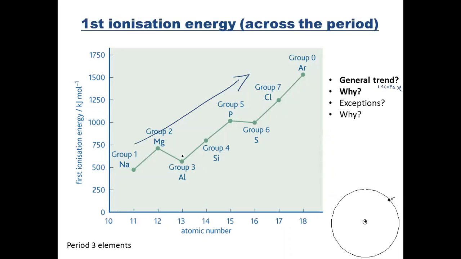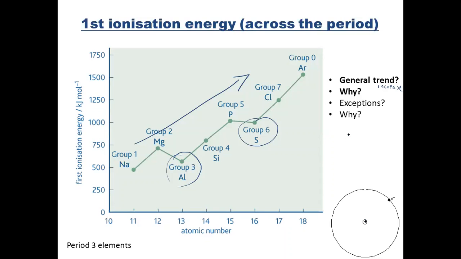And then you can see there are some exceptions. You've got here group 3 and here group 6. So these seem to be anomalous. They don't follow the trend. Right, they're not anomalous. There are reasons why they don't follow the trend. We're going to talk about that as well.